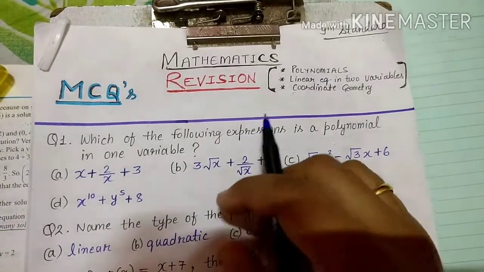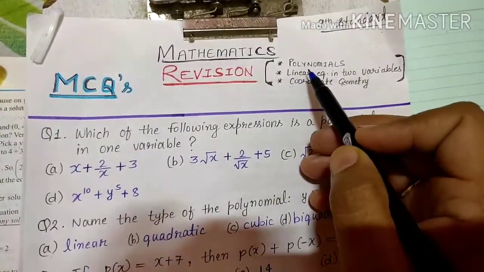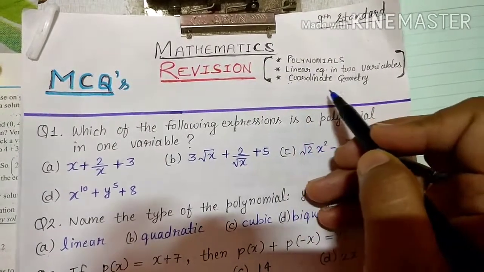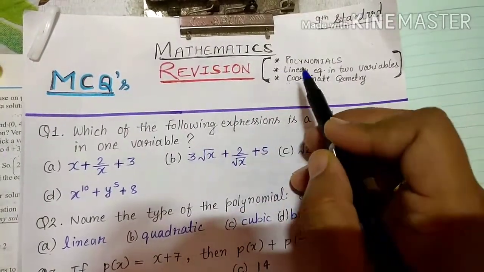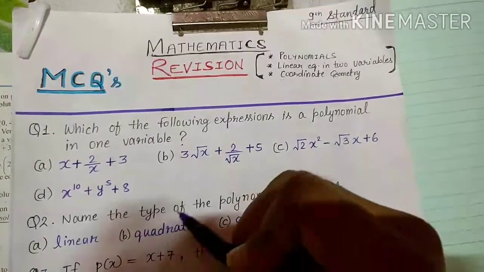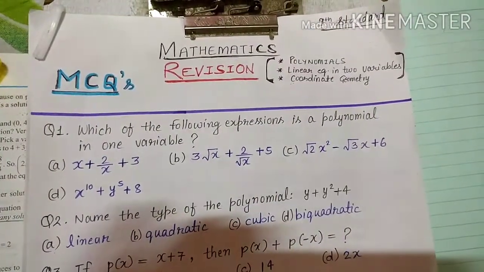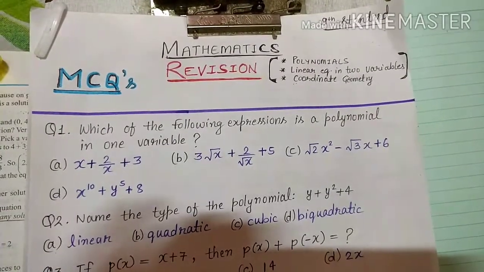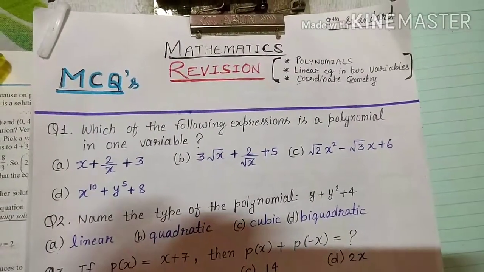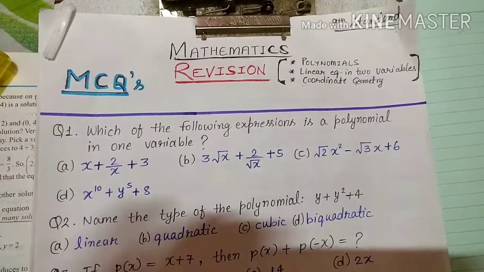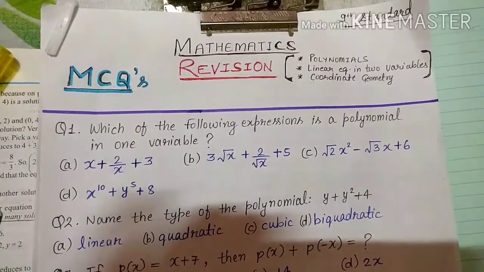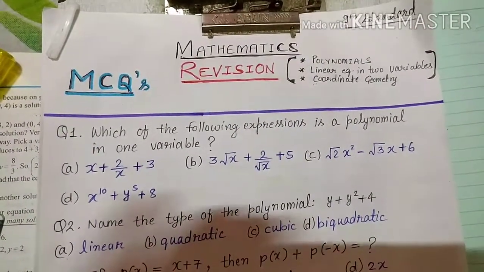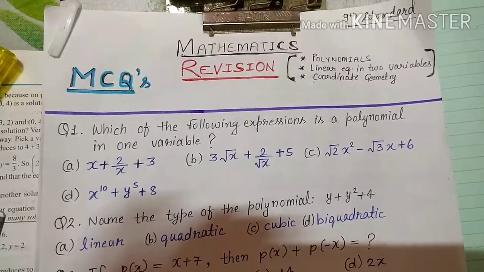So in revision, we are going to revise chapter 2, that is polynomials, chapter 3, that is coordinate geometry, and chapter 4, that is linear equations in two variables. In linear equations in two variables, we will cover two topics, that is concept and solutions of linear equations in NCERT till 4.2. Okay, so let's revise these chapters through MCQs, multiple choice questions. So we'll solve these questions one by one.